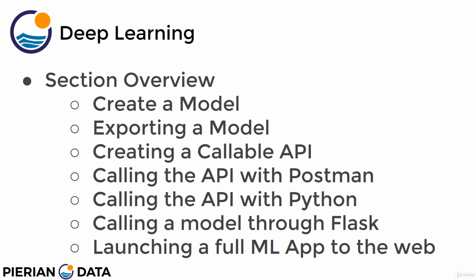And then we'll show you really two main ways of deploying your model. One is by creating a callable API. So we'll call that API with Postman, and then we'll show you how to programmatically call that API through Python. And then we'll show you how to call the model through a simple Flask web application, which is essentially just an extension of the fundamentals we build in the API lectures.